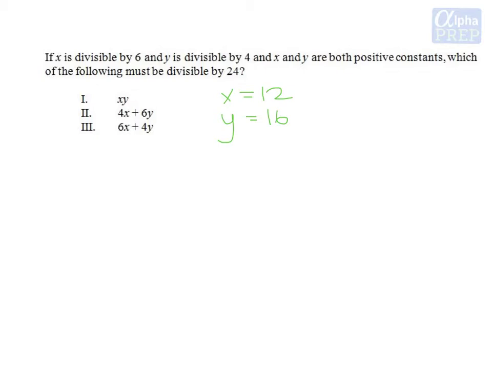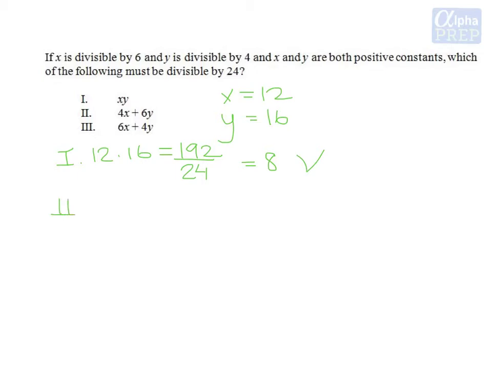So it's as simple as taking these numbers, plugging them into 1, 2, and 3, and seeing which one gives us numbers that are in fact divisible by 24. So let's start with number 1. x times y is 12 times 16. If you do that in the calculator, you get 192. Now to determine if that is divisible by 24, it's as simple as dividing it by 24 and seeing if you get a whole number, which in this case you do, because when you divide it by 24, you get an answer of 8. So this is divisible by 24.